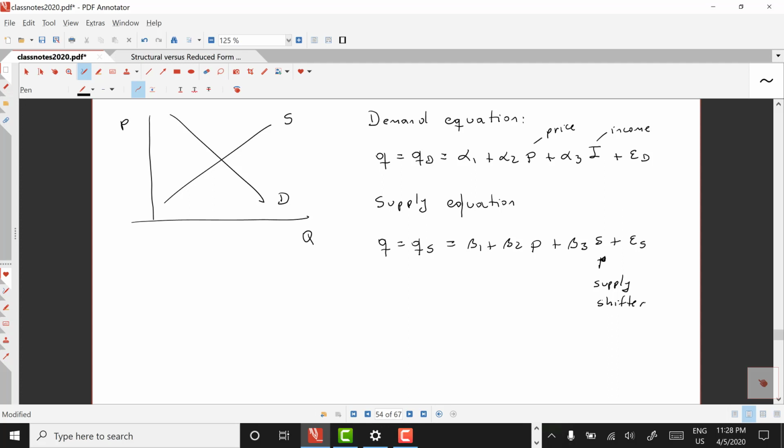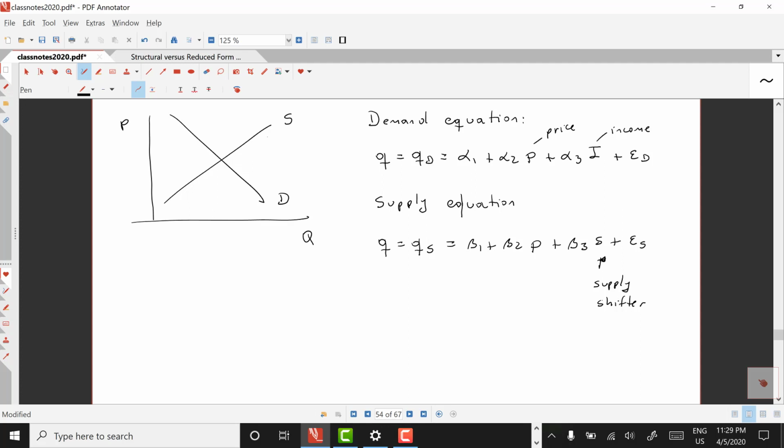Okay, so in the demand equation, what we see is how the price affects the quantity demanded, and of course, the quantity demanded can also be affected by other factors. Here we have income. The demand equation defines the quantity of a good that is demanded at different levels of prices, and the supply equation is the quantity that's supplied by producers at different levels of prices.